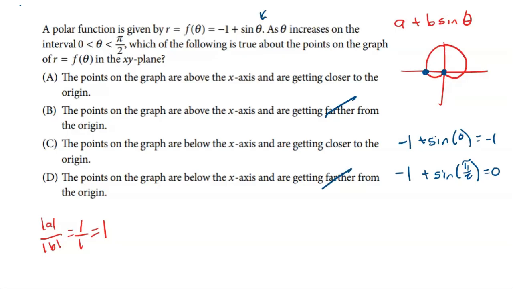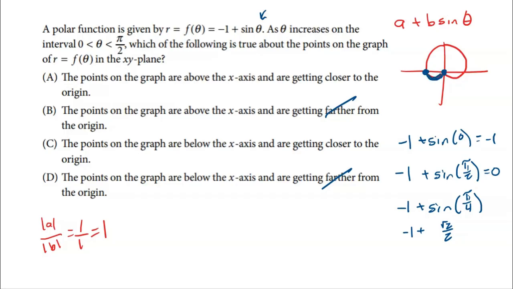Now, is the graph above or below the x-axis? To answer that, all you've got to do is plug in a value somewhere in between 0 and pi over 2. A great answer would be pi over 4. So if I take -1 plus sine of pi over 4, which is positive radical 2 over 2, and I add those together, I'm going to get a negative number. Radical 2 over 2 is less than 1, so -1 plus that number gives you a negative result, which means that this is the section right here that I just graphed.